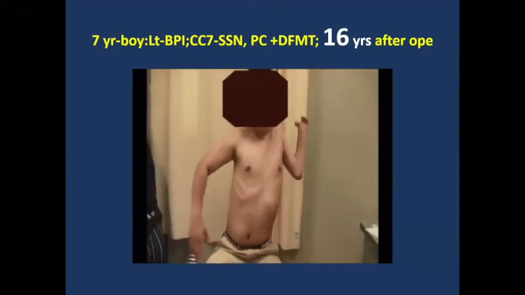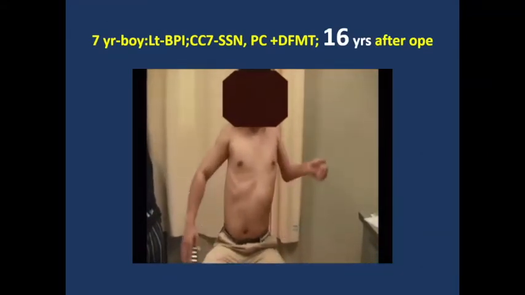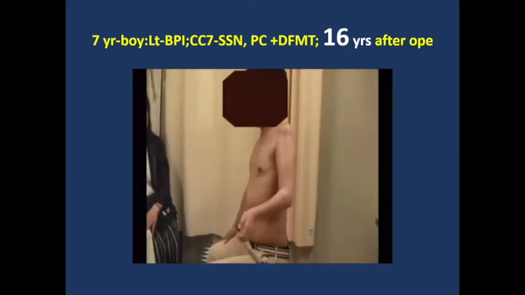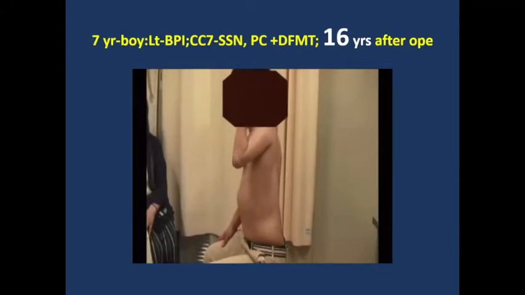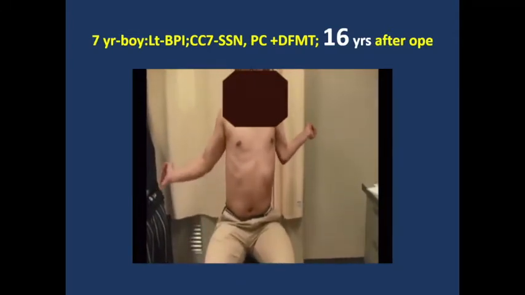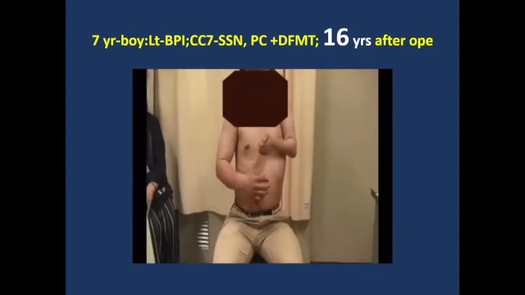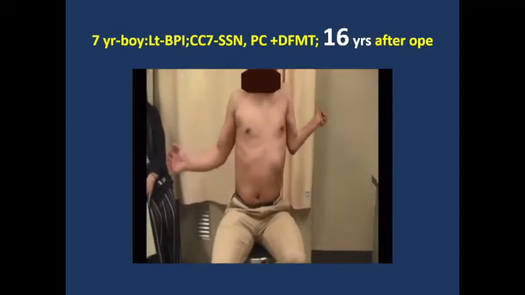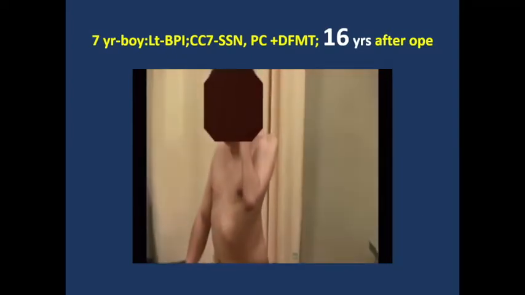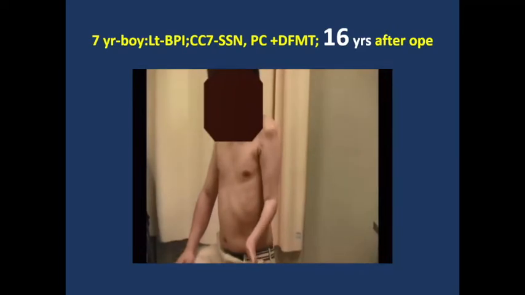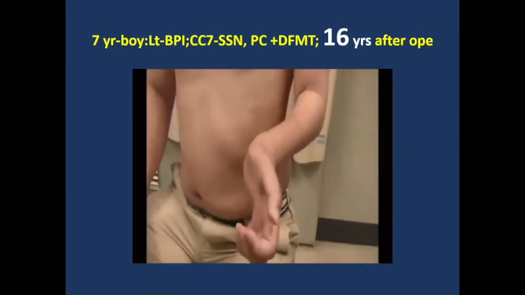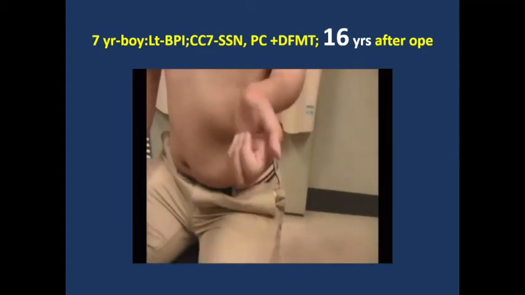This is 16 years after surgery, and good function was maintained in this patient. The patient has persistent good shoulder function, and he has improved elbow flexion. He is also able to extend, rotate the shoulder and flex the elbow. His finger function was maintained for 16 years.